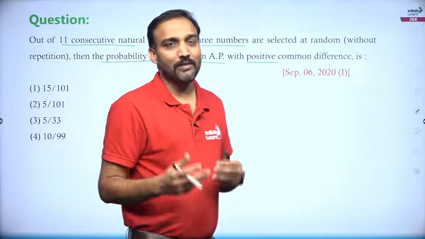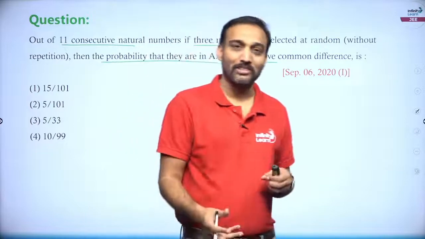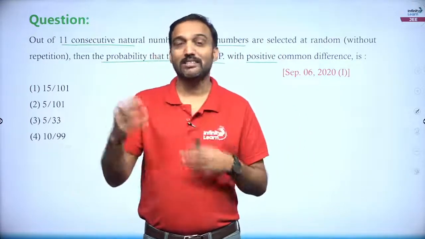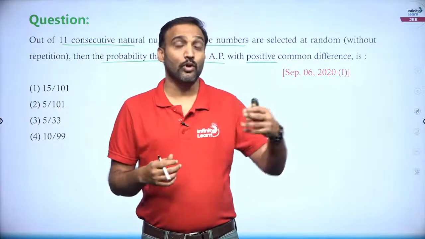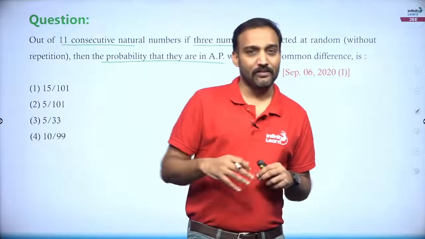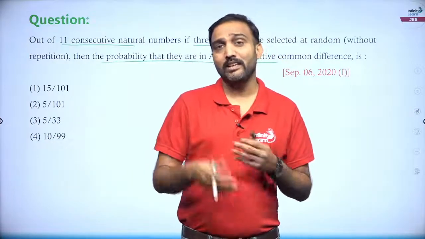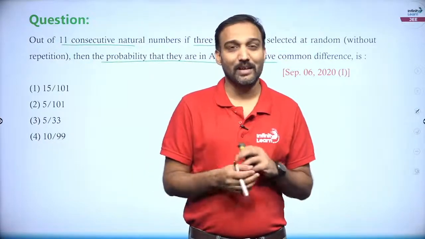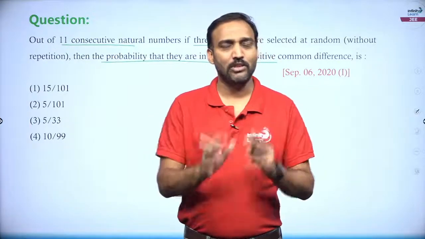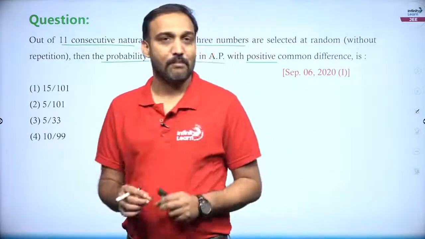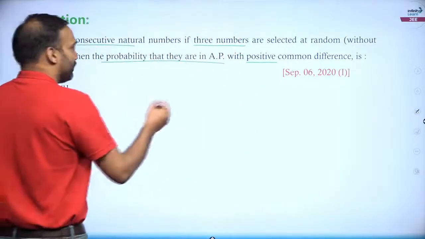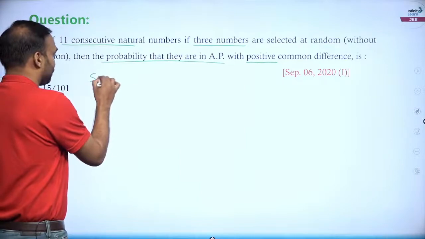In an AP we have studied, if the common difference is positive, the AP would be an increasing AP, right? The terms will be increasing in magnitude. For example, 2, 4, 6, the terms are increasing. If your common difference is negative, then you have a decreasing AP, right? 6, 4, 2 is a decreasing AP, the common difference is minus 2. So now over here the question says we have to just focus upon the increasing APs, not the decreasing ones. So now we'll find out the probability.